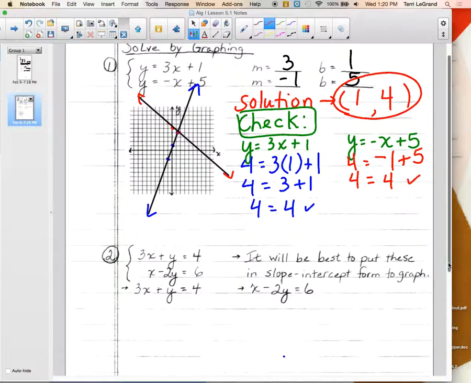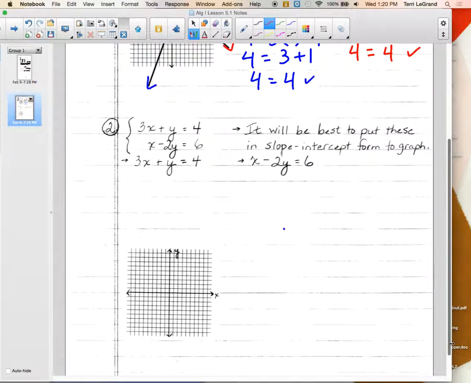That was a friendly one because both of the equations were in slope-intercept form, graphing-friendly form. How about the next one? Are those in graphing-friendly form? No, not really. So we're going to put them in slope-intercept form. So let's start with 3x plus y equals 4. What should we do? Subtract 3x. Okay, subtract 3x from both sides. So what does our equation read now? y equals 4 minus 3x.